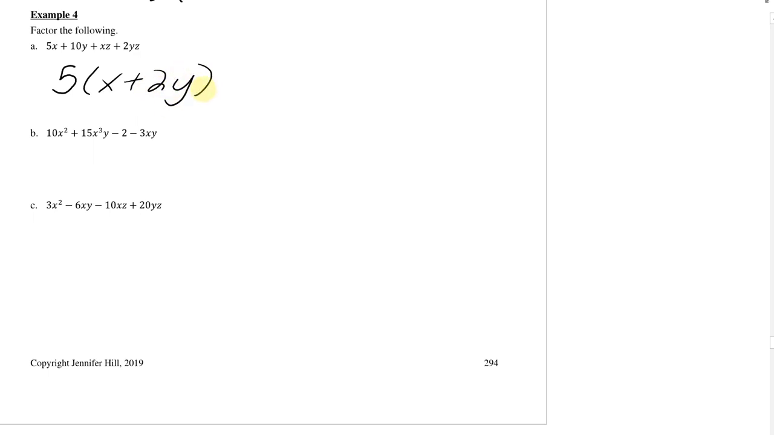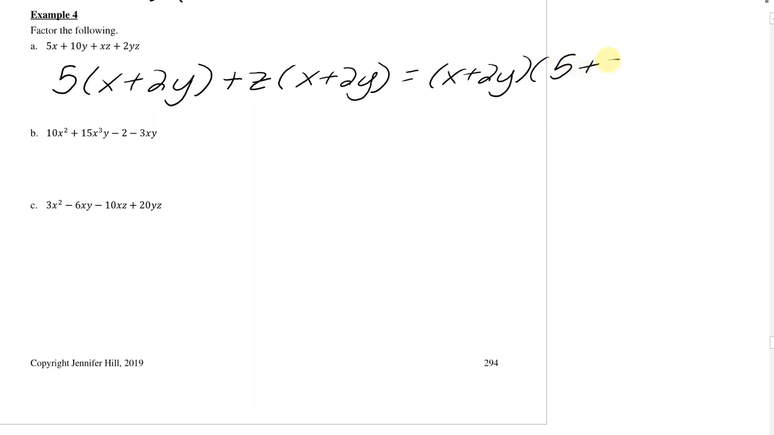And then the second two terms, xz and 2yz, they both have a z in common. So if I take that out, this becomes x plus 2y. Now you pause, you take a look at your parentheses. I've got x plus 2y and x plus 2y, so I'm all good to go. So this will factor then as x plus 2y times 5 plus z. Okay, so like I said, why don't you pause the video here and hit play when you're ready to check the other two.